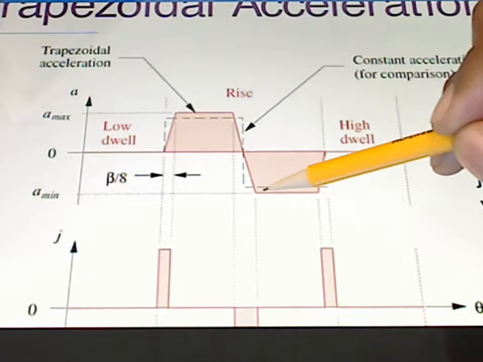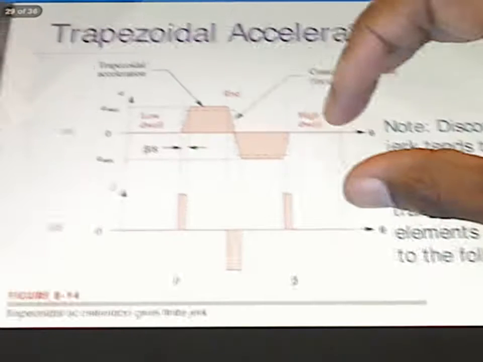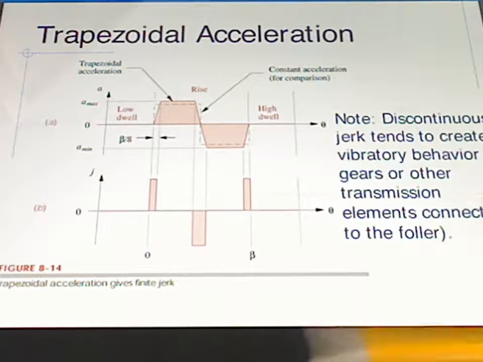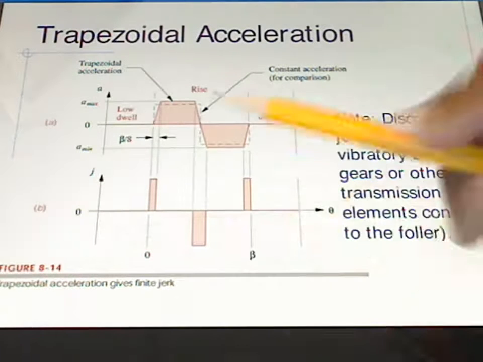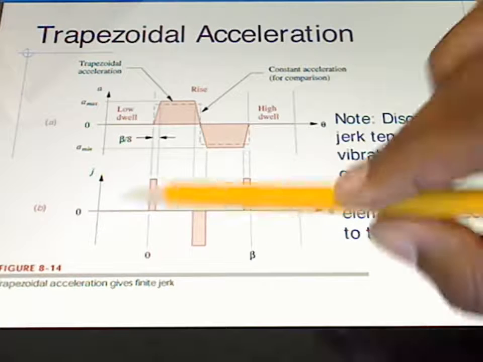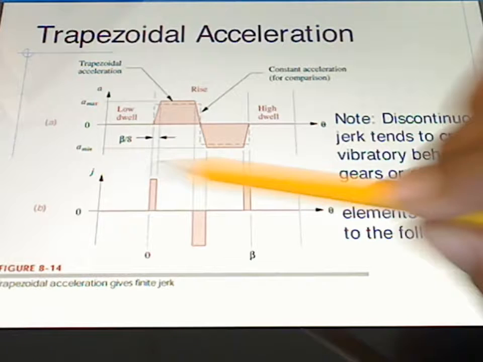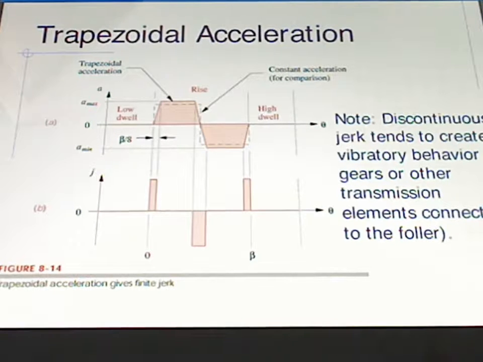And then it's going to go down again and then over and then back up. And so now when you look at this profile, we see that in this particular case, we end up with jerks that are finite. So what we can do here is say that even though our jerk here is not infinite, it is very discontinuous. And what we say is that the discontinuity in our jerk tends to create a vibratory behavior in gears or other transmission elements connected to the follower in this case.